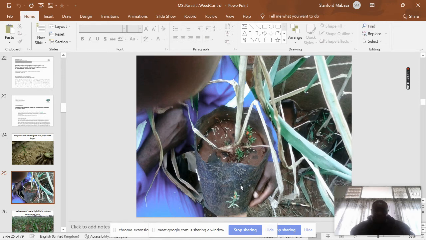Again, you can see the polythene bags during screening where we have the striga plants which are flowering. And of course, these are some of the effects of striga on the maize plant.